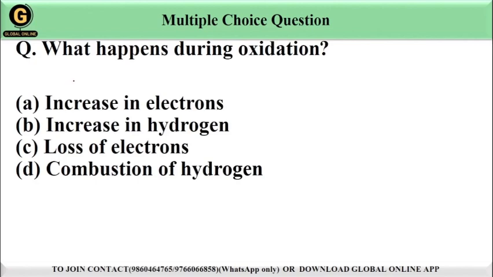What happens during oxidation? Options are given. Option A, increase in electrons. Option B, increase in hydrogen. Option C, loss of electrons. Option D, combustion of hydrogen. So guys, oxidation is the process in which an atom, ion or molecule loses electrons. This process often occurs simultaneously with reduction, where another substance gains the electrons. In many cases, oxidation also involves the addition of oxygen to a substance. But the defining feature is the loss of electrons. So the correct answer among the options is option C, loss of electrons.